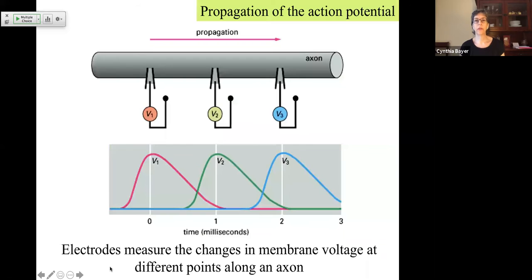So where we left off last week, we had discussed the different phases of the action potential, a traveling wave of the electric impulse, the changes in our membrane potential.